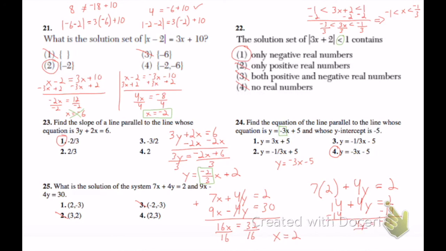When we divide by 4 and divide by 4, we see that y must equal negative 4. So our solution is 2, negative 4. I apologize. Negative 12 divided by 4 is negative 3. So when we look at our choices, we're looking for a solution of 2, negative 3. And we see that choice number 1 is the answer.